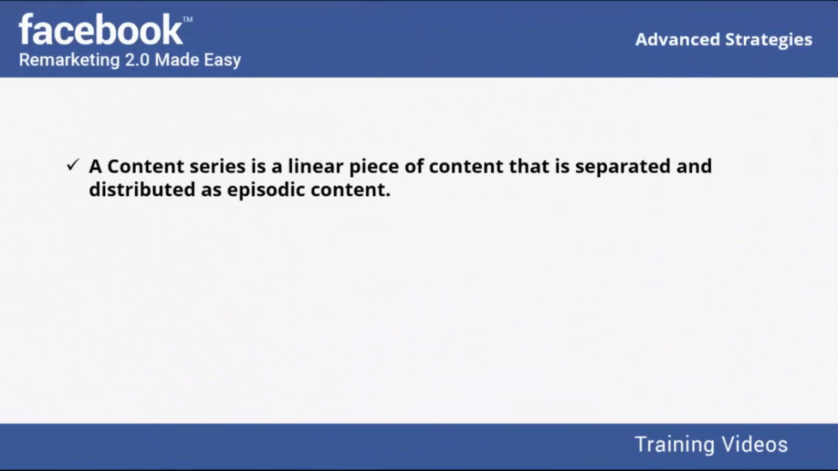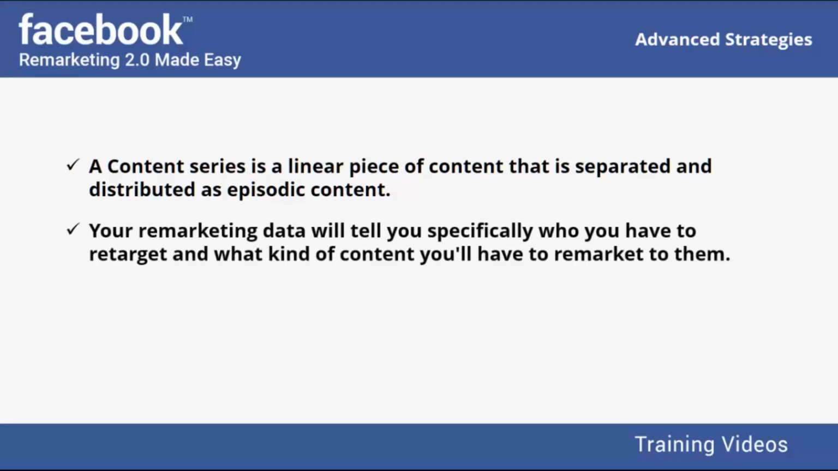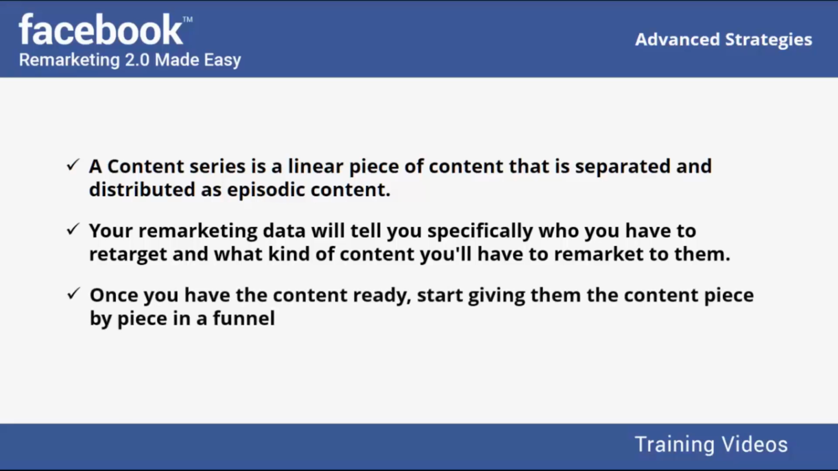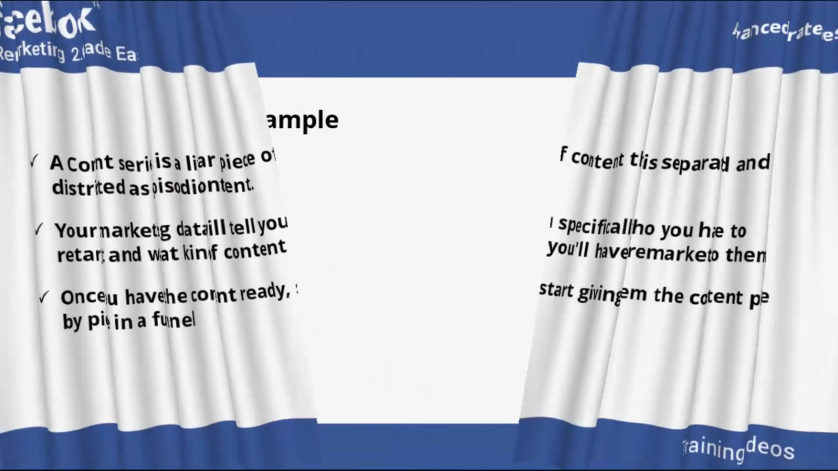A content series is a linear piece of content that is separated and distributed as episodic content. This works like a charm because you can capture a lead by engaging them with something that they really want to get. Your remarketing data will tell you specifically who you have to retarget and what kind of content you'll have to remarket to them. The good news is that this will work with any kind of content. Once you have the content ready, start giving them the content piece by piece in a funnel, where you lead them to the final piece of content. Before you give them that last piece, they'll need to give you their contact information so you can remarket to them. Let's look at an example.